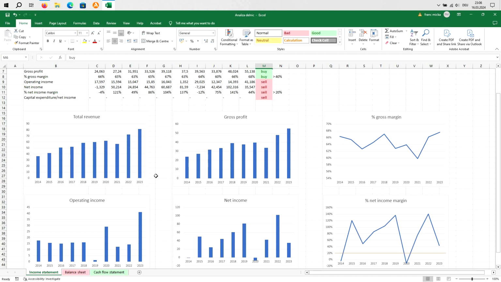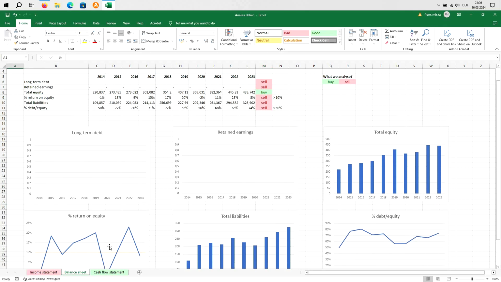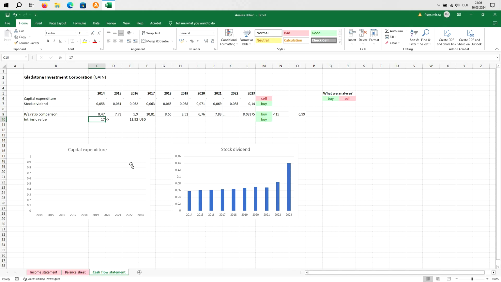This is probably one of the most inconsistent companies that I've analyzed so far, so I really don't know what is happening. But based on the financials, bro, I think that we should not buy this stock at the moment.